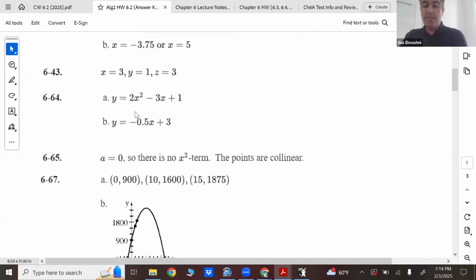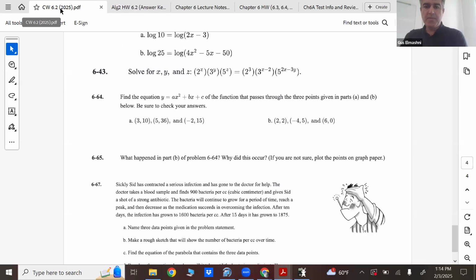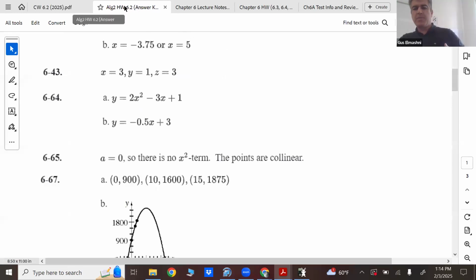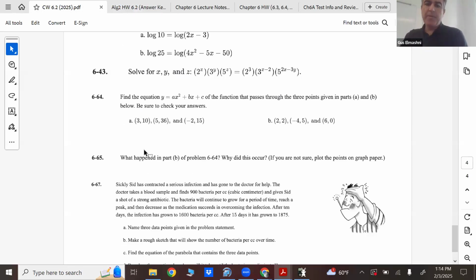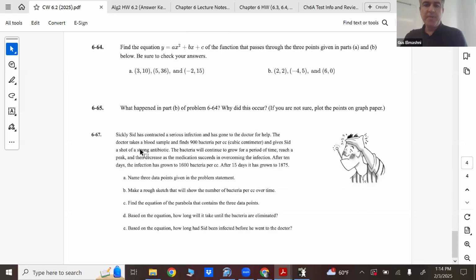And then for B, that's just a line, apparently. Looks like all the same slope. Yeah, I think. Yeah, yeah. So that's just going to be -half x plus 3. So I guess the A value is 0 if you try doing that. For 665, what happened in part B? It's 0. It's just a line.